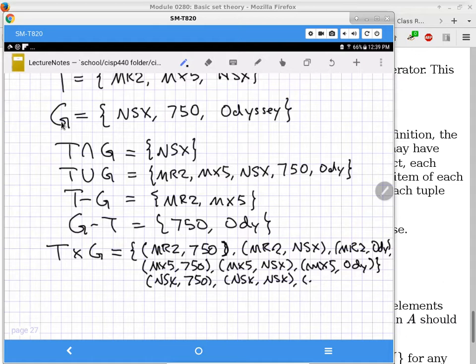Okay, and the last one is just NSX, Odyssey, and oops, I put this too early here. Now we have an end curly brace because this end curly brace is ending the set that is the Cartesian product.